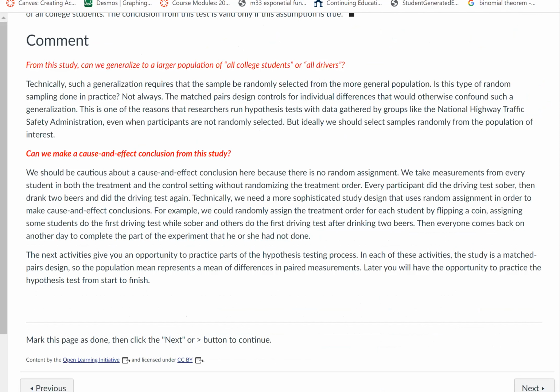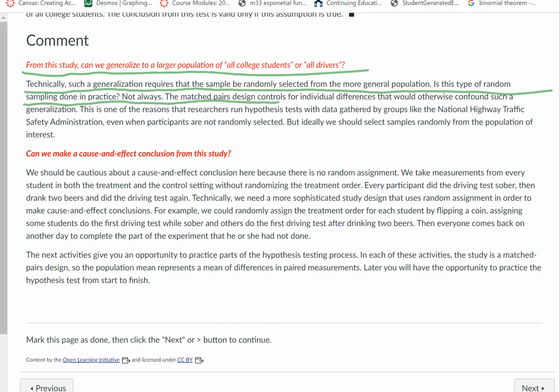Okay, now a comment. From this study, can we generalize to a larger population of "all college students" or all drivers? Technically, such a generalization requires that the sample be randomly selected from the more general population. These are teenagers, they're all the same age group, so maybe they behave differently. Maybe they're more susceptible to beer or less than adults who are older, who knows? Is this type of random sampling done in practice? Well, not always. The matched pairs design controls for individual differences that would otherwise confound such a generalization.